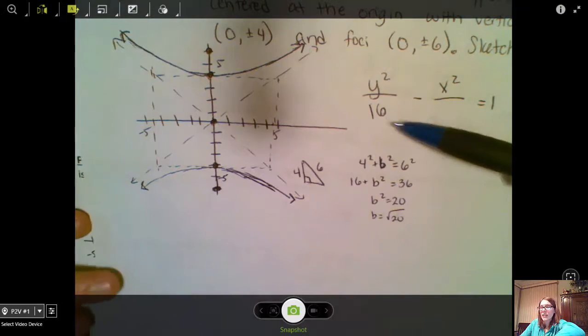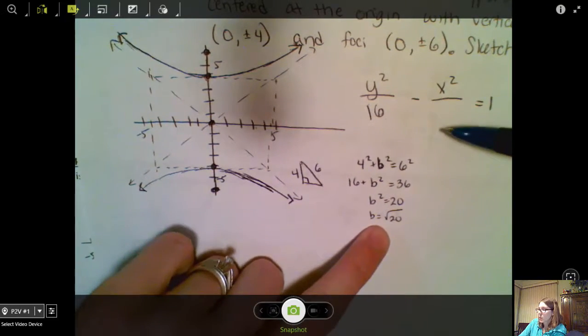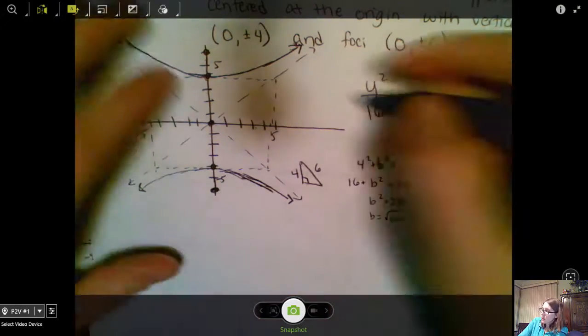Last thing we have to do is finish off writing our equation here. y squared over 16 minus x squared over whatever the b value is squared. So the square root of 20 squared is 20. That's my equation.